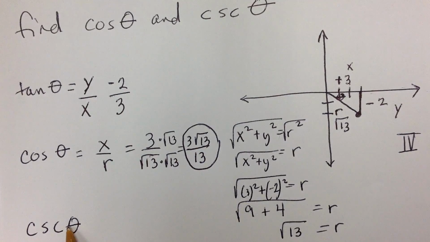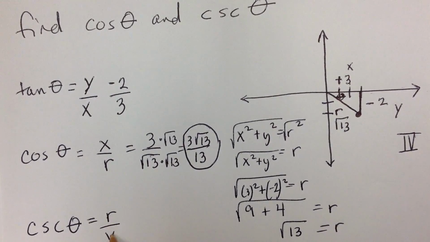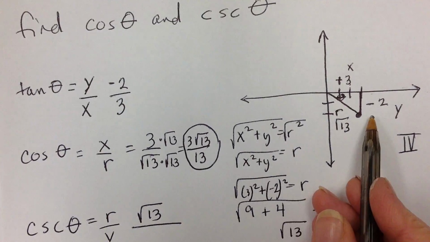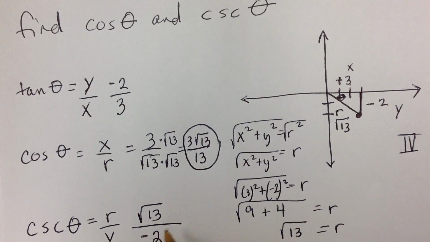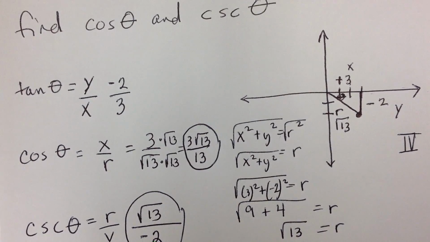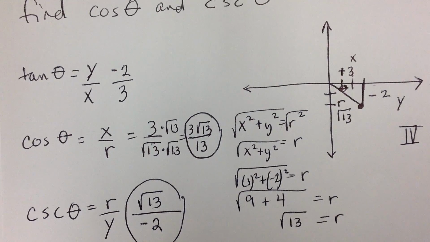Now, cosecant. Remember, cosecant is the reciprocal of sine. Sine is always y over r, so cosecant is r over y. Okay, r over y. So r is the square root of 13, and y is negative 2. So it's okay to leave a radical in the numerator. You just can't leave me a radical in the denominator. So we have solved this problem. Cosine is 3 times the square root of 13 over 13. Cosecant is the square root of 13 over negative 2.